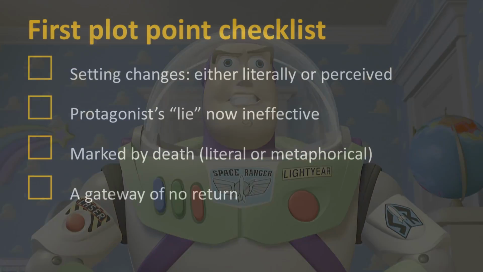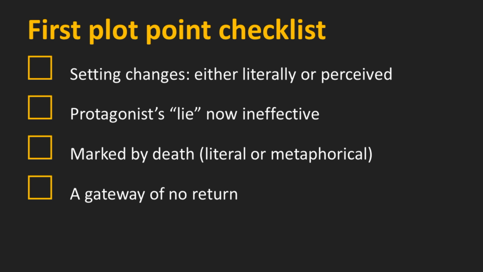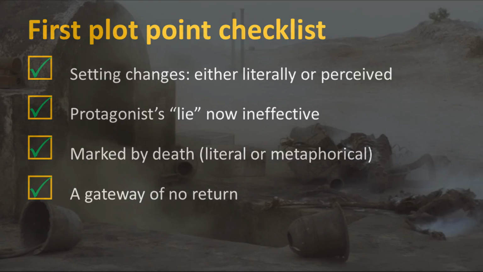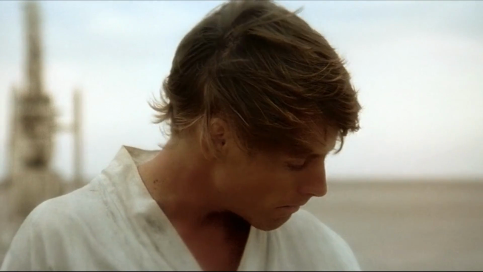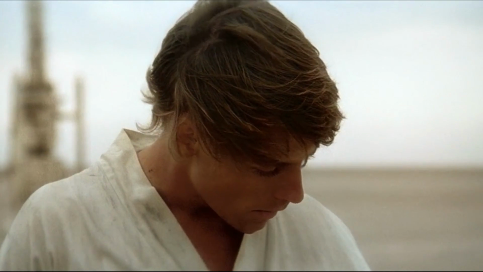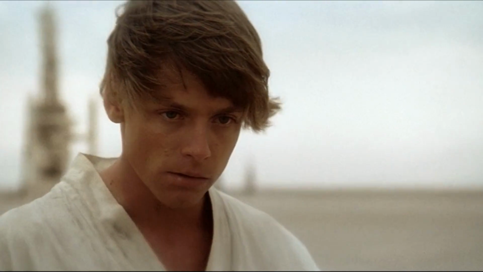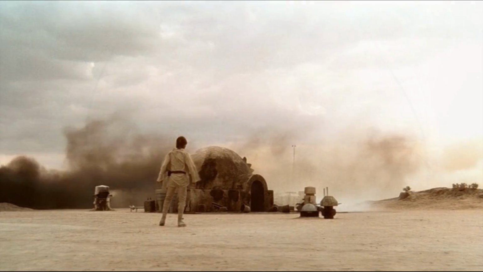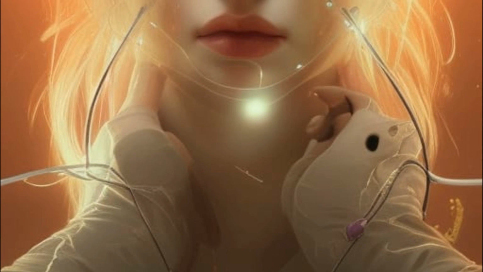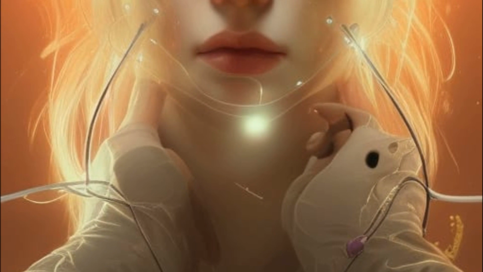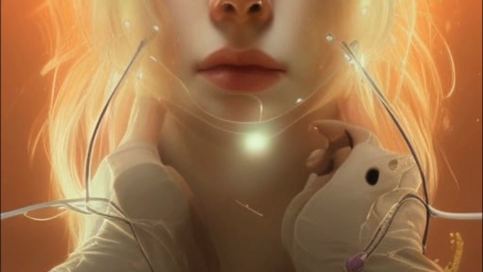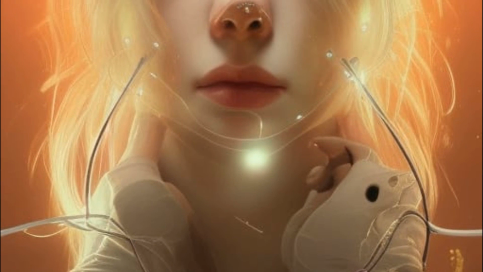The first plot point, 25% of the way in, is the point of no return, when the protagonist fully enters the adventure world of the story. In Star Wars, this is Luke learning his aunt and uncle are dead and agreeing to go with Obi-Wan, having previously refused the call to adventure. This lands a little late at 33% of the way in. In Do Androids Dream, Deckard discovers his test to identify androids works on the new Nexus 6 model, and he can start his mission.